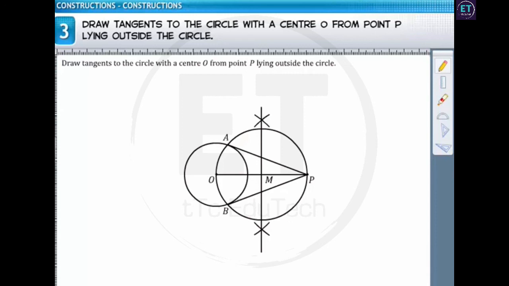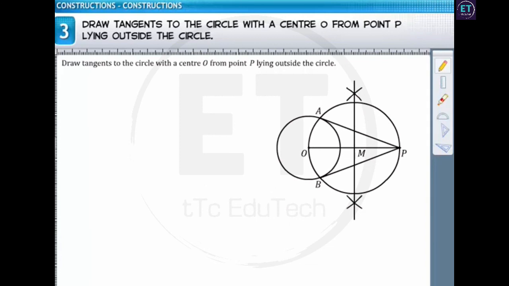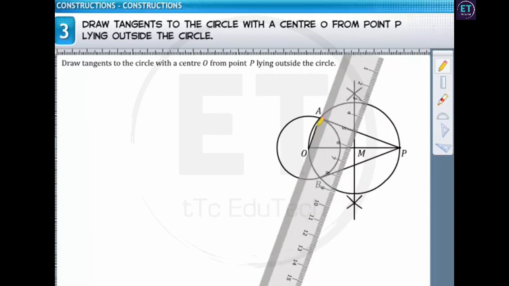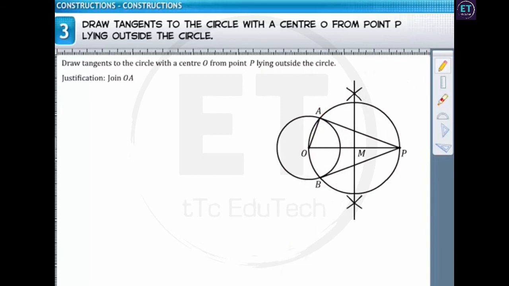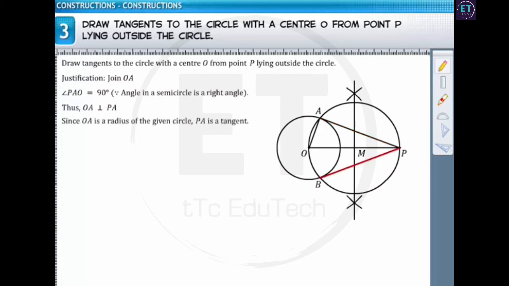Now, let us verify our construction mathematically. To verify this construction, let us draw a line to join the points O and A. Now, consider angle PAO. It is an angle in the semicircle and therefore equal to 90 degrees. So we can say that PA is perpendicular to the radius OA of the circle. By definition, PA is therefore a tangent to the given circle. Similarly, PB is also a tangent to the given circle.